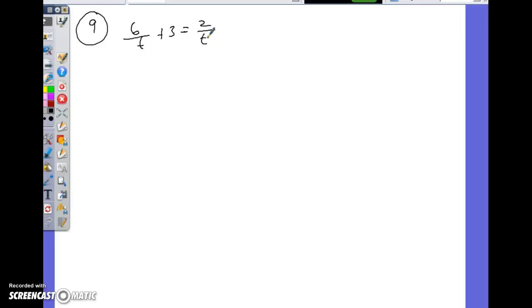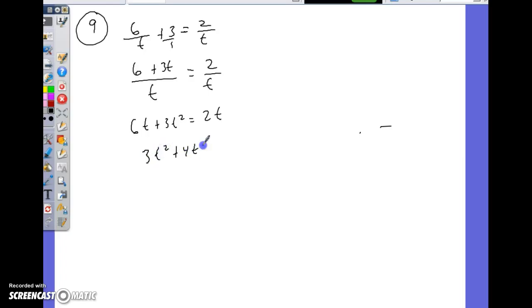Cross multiply. I can't cross multiply until I make this over 1 and make common denominator, right? Okay, we'll do that. So multiply bottoms. Cross the tops. Tell me what to do next. Okay, let's do it. 6t plus 3t squared equals 2t. Subtract 2t, I get 3t squared plus 4t equals 0.